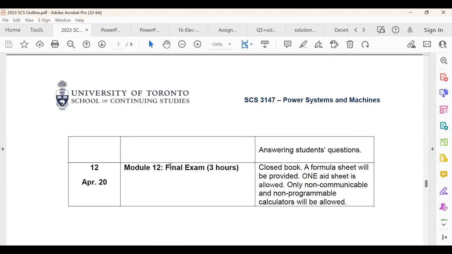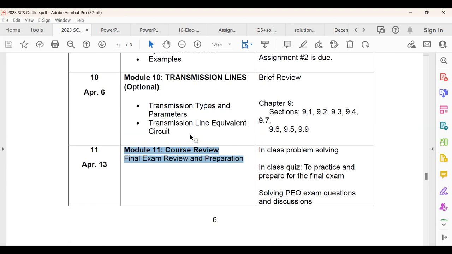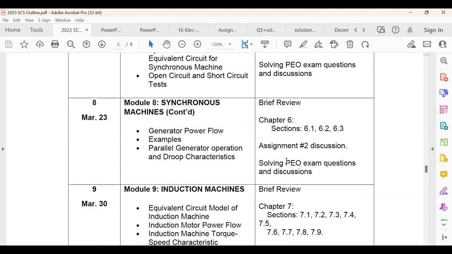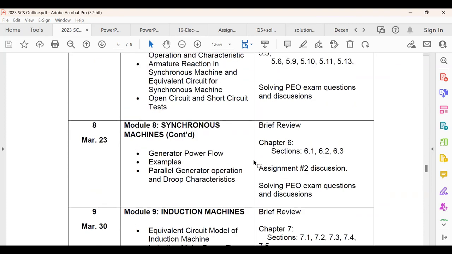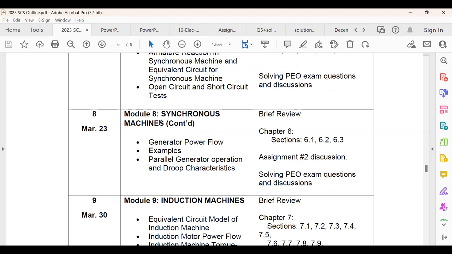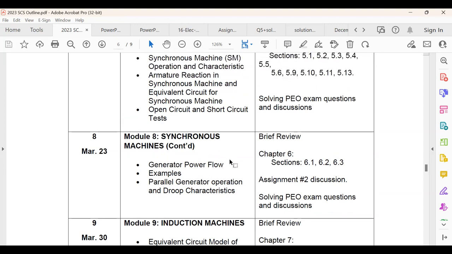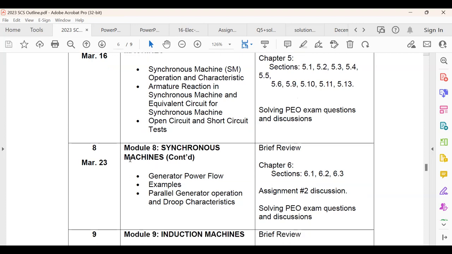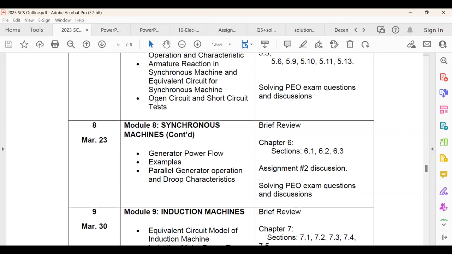There are no sessions for the final exam. Okay. Do you have any questions about the outline? This is what we have in the outline, and we are in a very good position. Today we are going to cover what we have in meeting number 8 in the outline. We are not delayed, and we didn't miss anything.